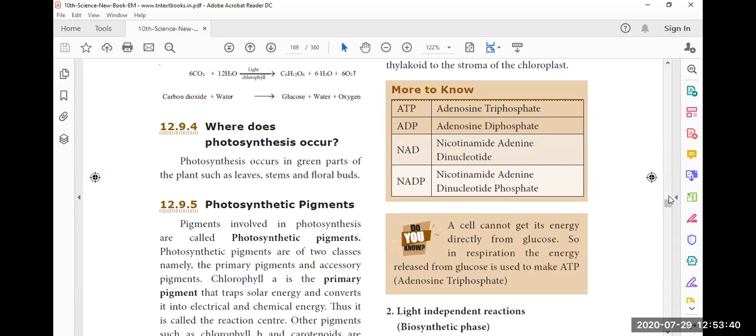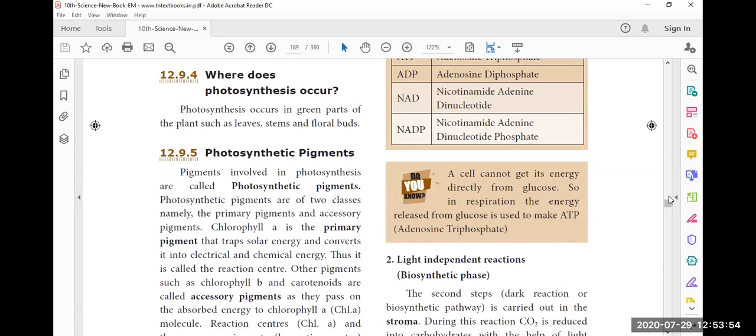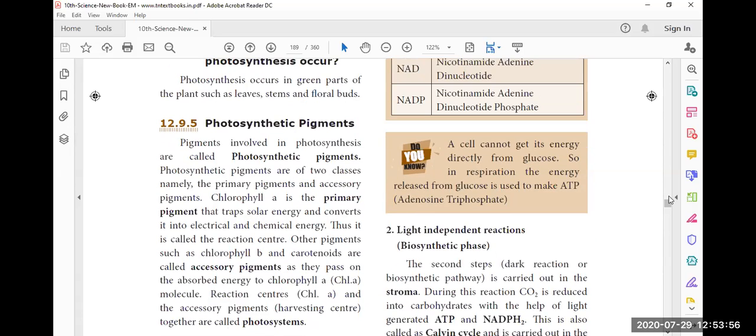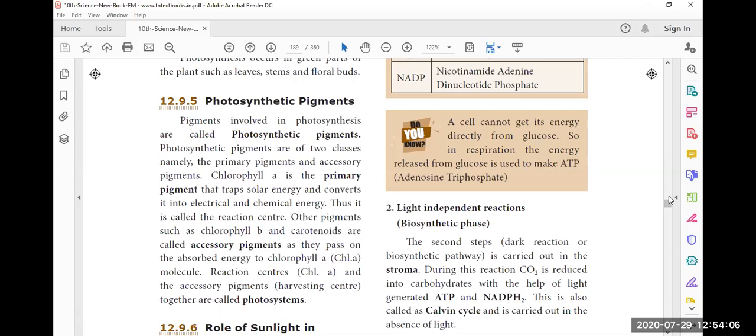So where does photosynthesis occur? Photosynthesis occurs in green parts of the plant, such as leaves, stems, and floral buds. These are the regions where photosynthesis occurs. So next, photosynthetic pigments. The pigments which are involved in the process of photosynthesis are called photosynthetic pigments. Okay, so photosynthetic pigments are of two classes, namely primary pigments and accessory pigments.